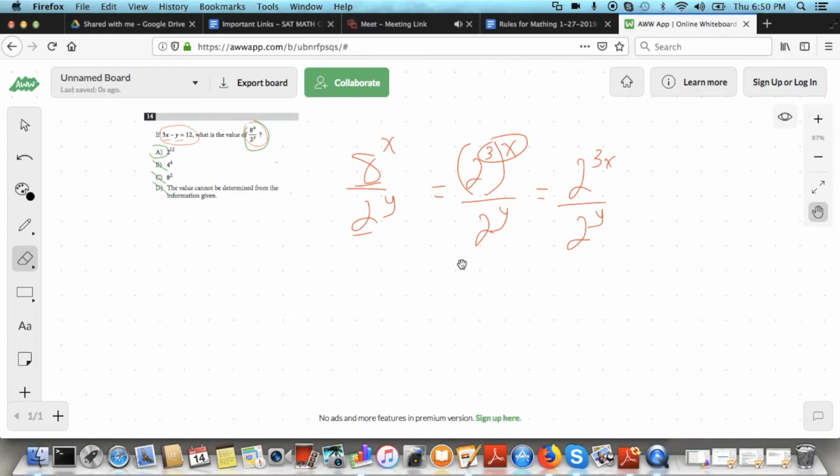Okay, great. Now that we've got a like base, we can take the exponent from the denominator, bring it up to the numerator, and subtract it. All right? So that gives us 2 to the power of 3x minus y. Questions so far? No? Okay. We're very close to solving this problem. Because what's 3x minus y equal? 12. So therefore, that's got to be 2 to the power of 12. Answer choice A.